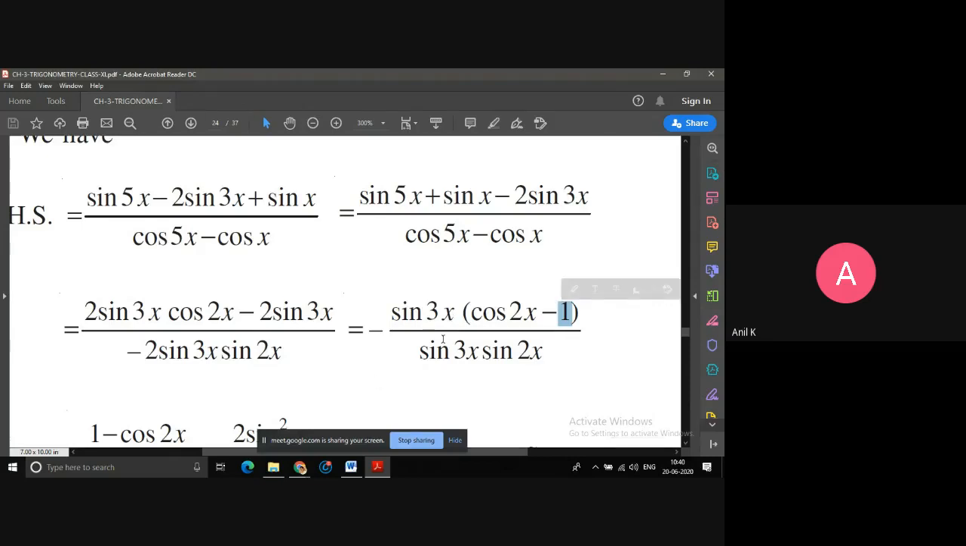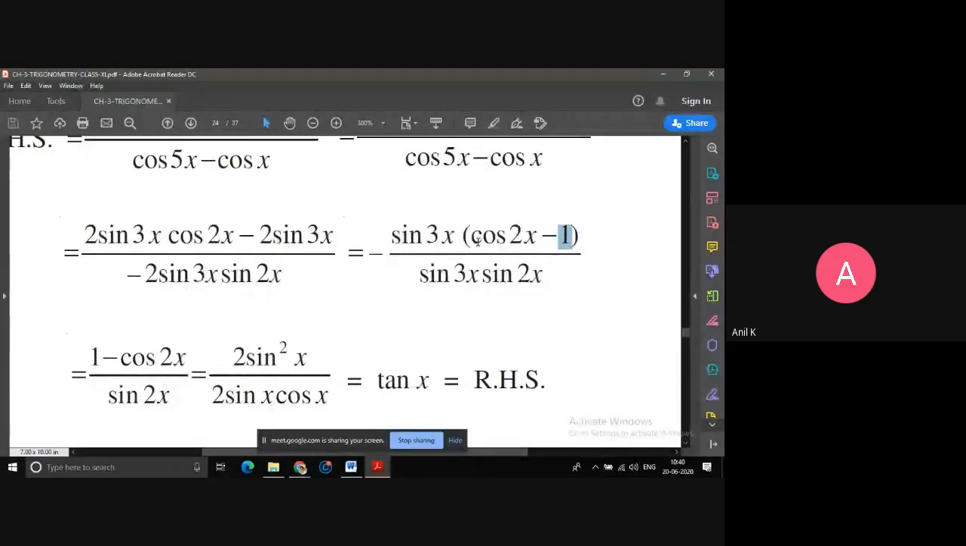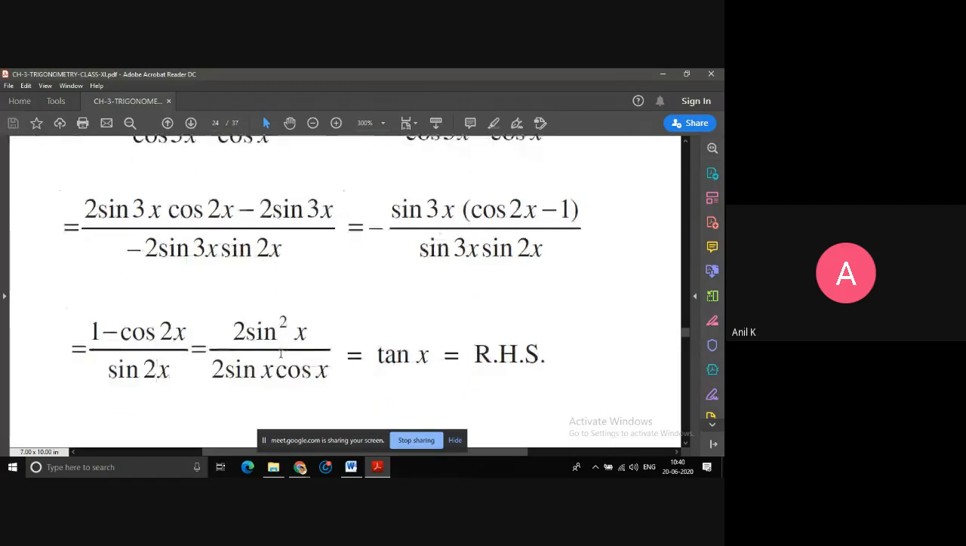Now see here, sin 3x against sin 3x will get cancelled, and the cos 2x formula remains. Here they multiply the minus sign, so minus 1 will become plus 1, and plus cos 2x will become minus cos 2x. If this sin 3x gets cancelled, only sin 2x will be left out.